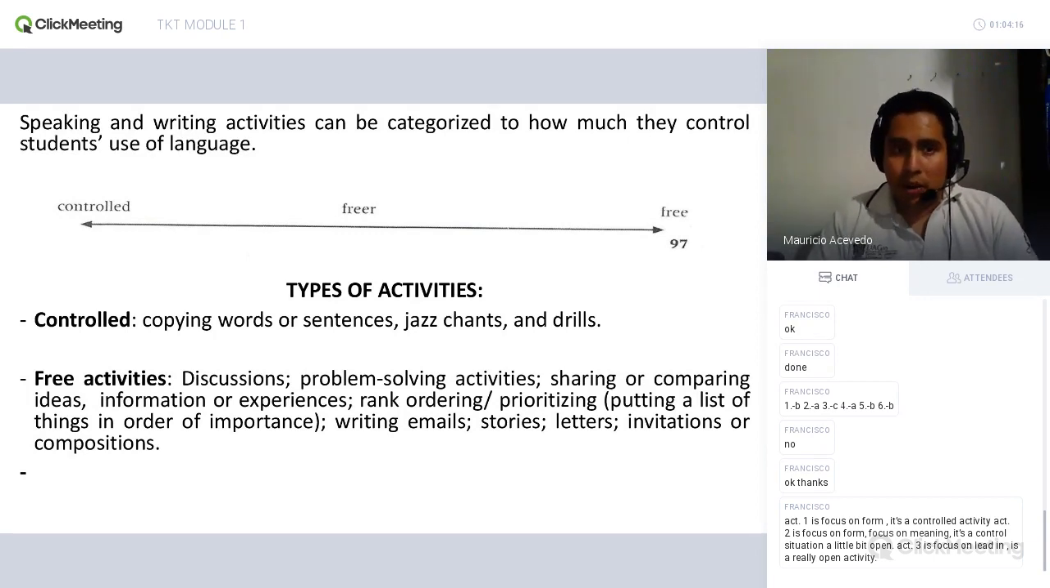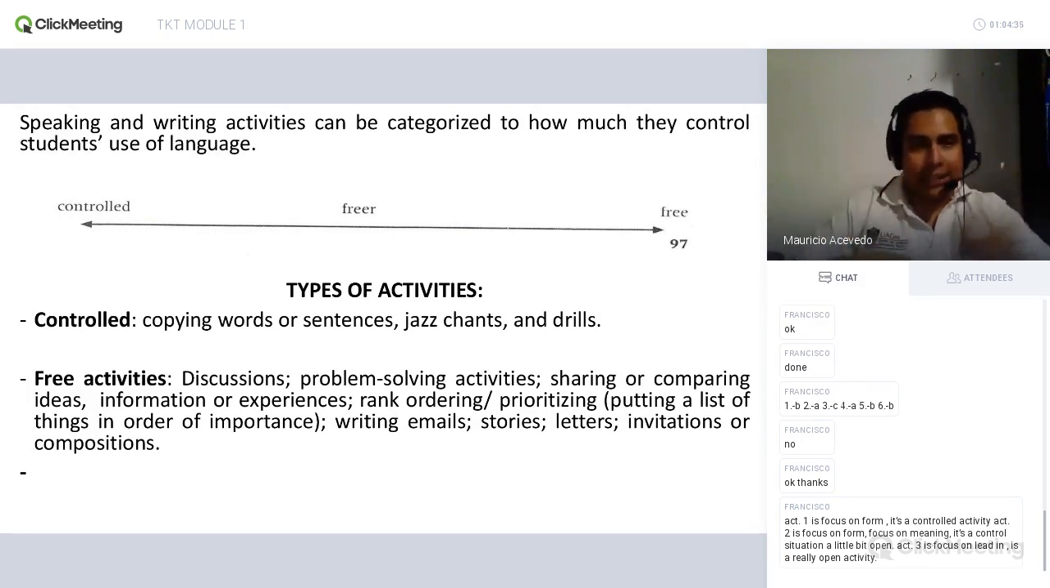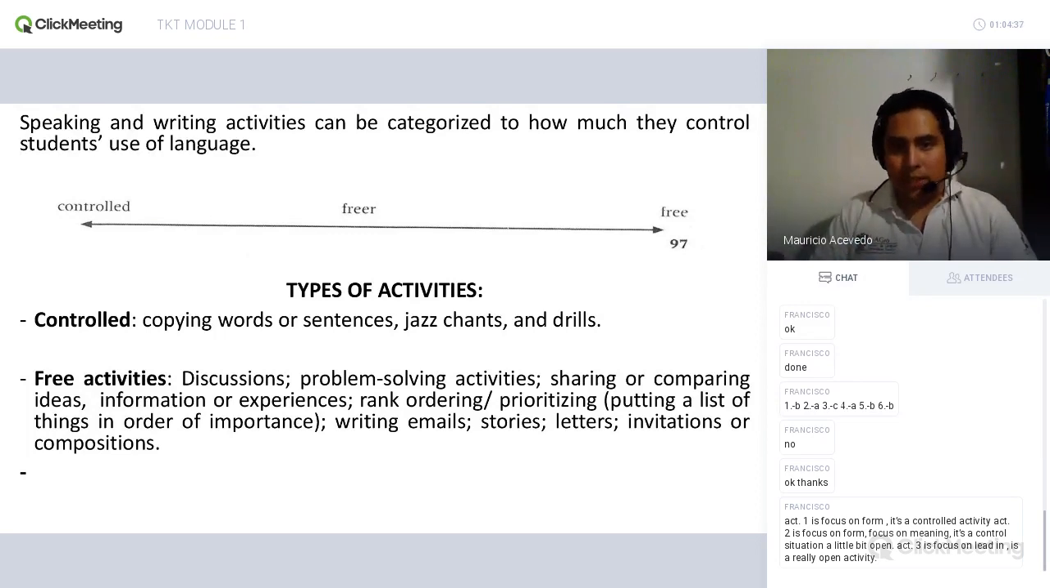Sharing or comparing ideas, information or experiences. Okay, so tell me, what do you think about obesity? Then they will start giving their opinions. I know, and in my experience, I had a friend that was like that, and then they start explaining themselves.